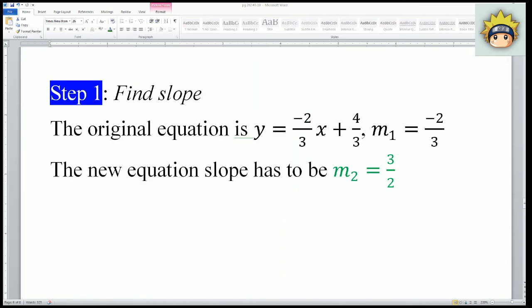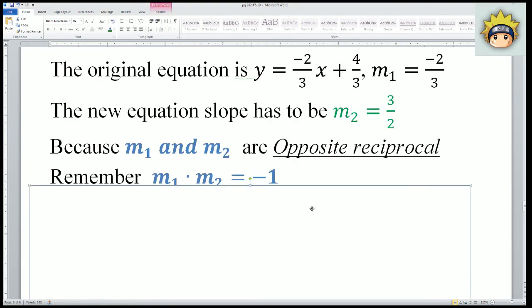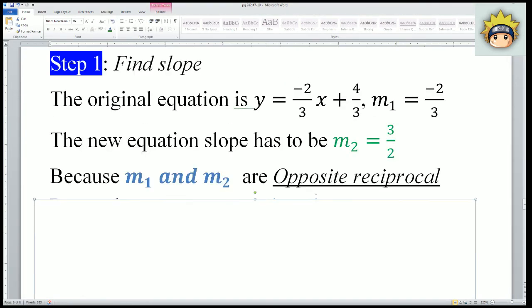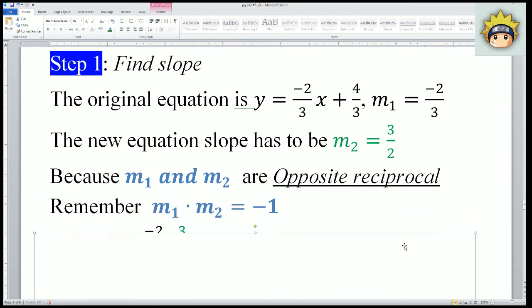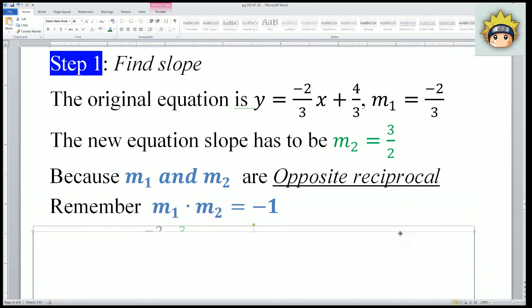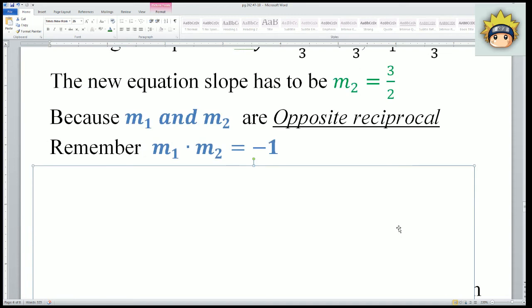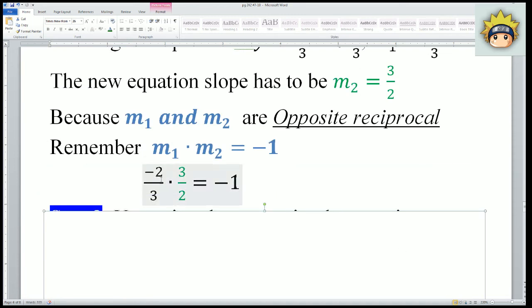Okay, there you go. Here I just write the information. Remember, because M1 and M2 are opposite reciprocals, here, this is how you can check. Remember that M1 times M2 has to be equal to negative 1. Here you go. Negative 2 over 3 times 3 over 2 is the same thing as negative 1. That is how I double check that my slope is correct.